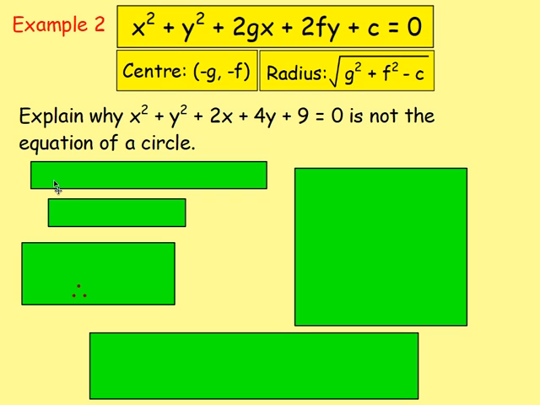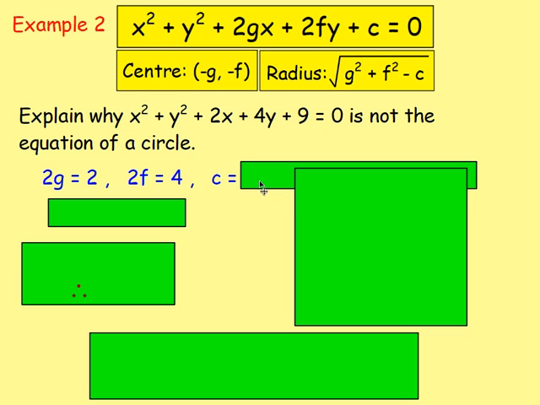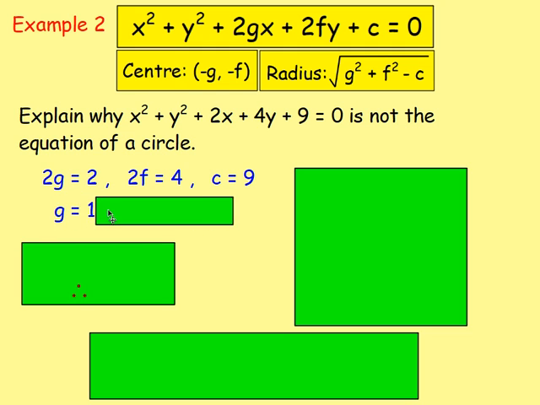First of all, again, start it the same way. So write down the coefficient of x as 2g. So 2g must equal 2. 2f is the coefficient of y, so 2f must equal 4. And the number that's on its own is just 9. So c must equal 9. From there, half the values of 2g and 2f, and you then have g to be 1 and f to be 2. So we've got the values then of g, f and c.